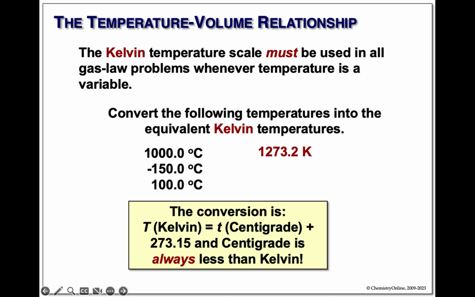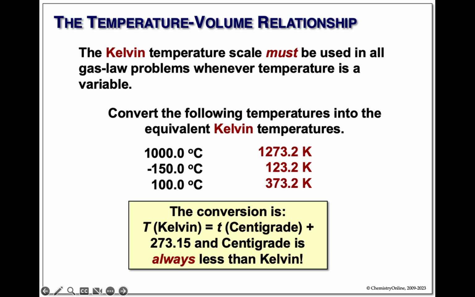Minus 150. Add 273 to it. 123 Kelvin. 100 degrees, that's the boiling point of water, right? Water boils at 100 centigrade. It boils at 373 Kelvin. Remember, you have to always convert centigrade to Kelvin whenever you do a gas law that involves temperature.